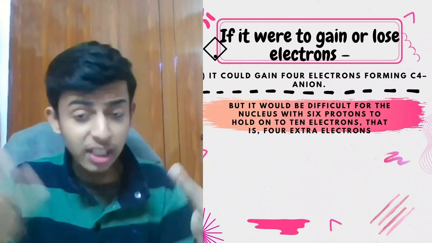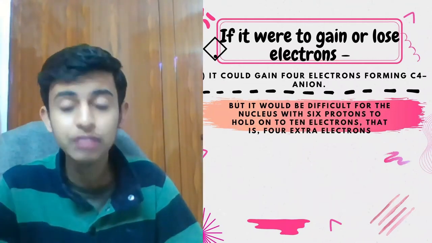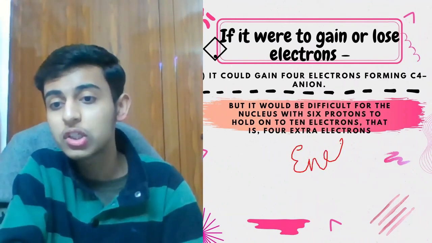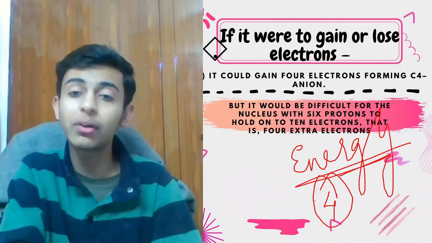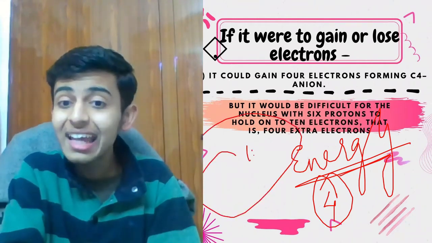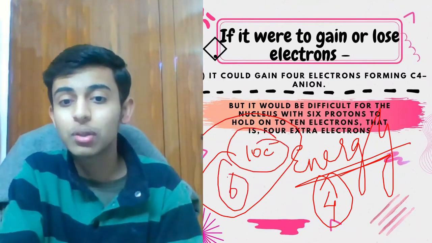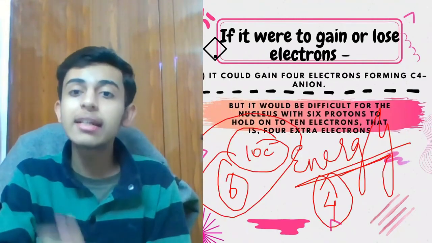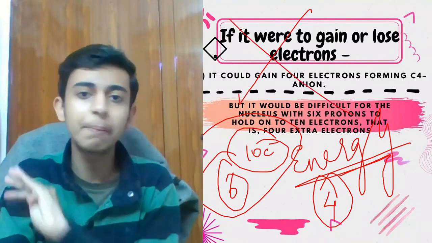But then the problem would occur that it would be difficult for the nucleus with 6 protons to hold on to 10 electrons. That is 4 extra electrons. Guys, remember, for gaining, losing or sharing, a lot of energy is needed. And this much energy cannot be used up to gain 4 electrons. It will be very difficult for a tiny nucleus to handle 10 negative charges. Can you imagine? And just 6 protons. So this much capacity is not produced by the nucleus. That is why this option is cancelled. It cannot gain electrons, so the 4 electrons part is cancelled.